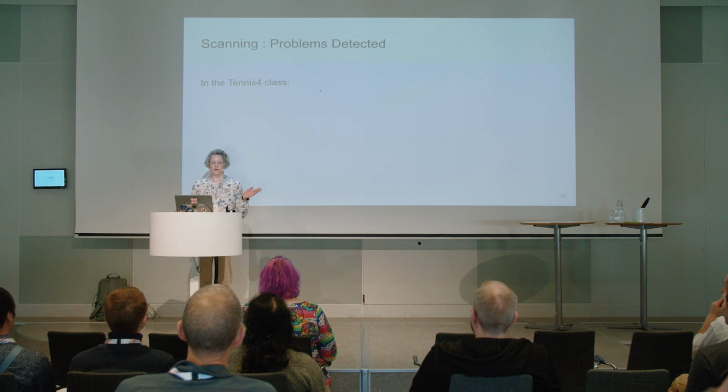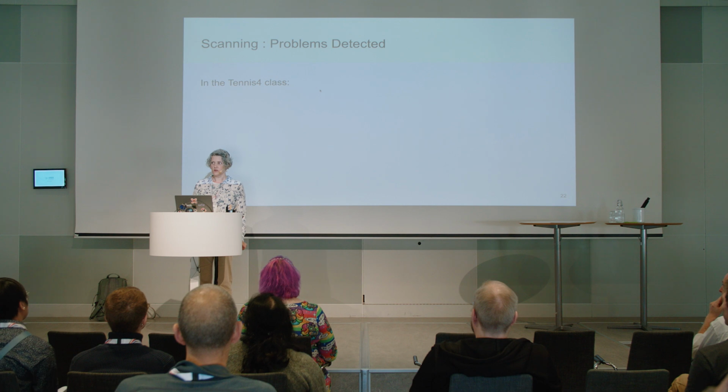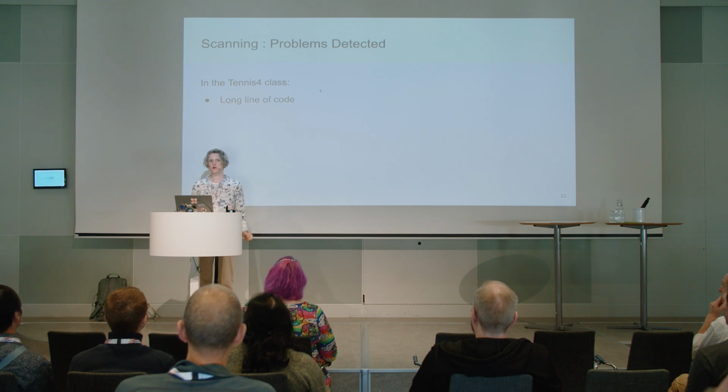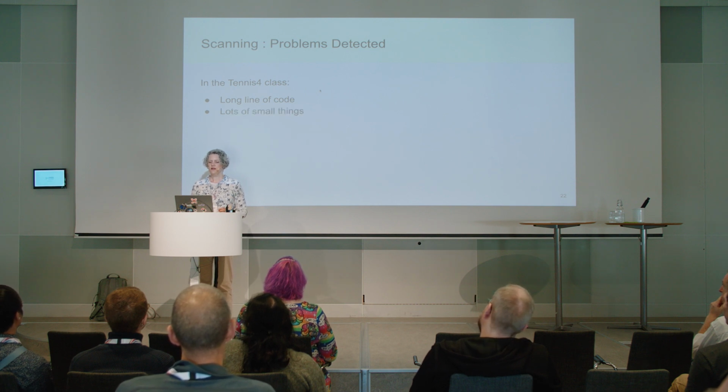This was Tennis 4, also from the tennis refactoring kata. Well, there wasn't a long method. I don't know if you saw that. There were lots of small things. But there was one line of code that was really long and strange looking. And then other than that, just lots of small things. So this scanning has, just seeing it like a picture, I'm like, that long line of code, I need to work out what is that.